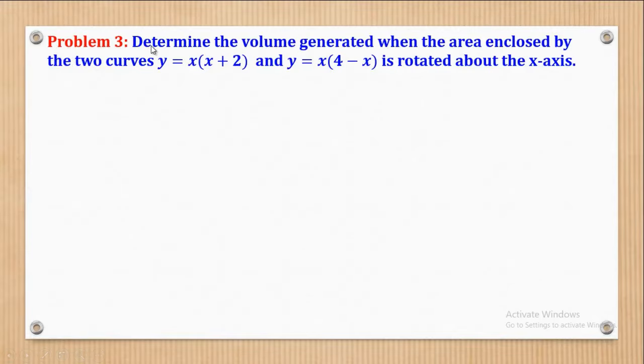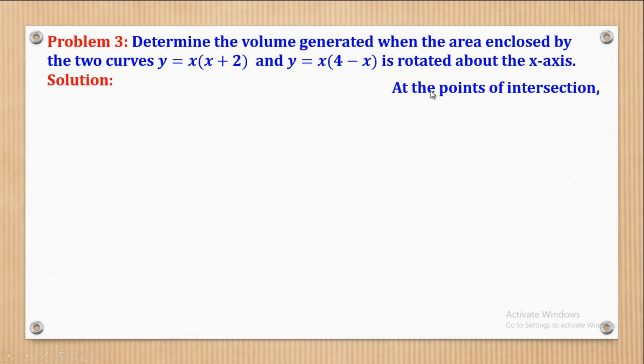Now we shall go to problem 3. Problem 3 says, determine the volume generated when the area enclosed by the two curves y equal to x in brackets x plus 2 and y equal to x in brackets x minus 4 is rotated about the x-axis. So the first thing to do is to get the points of intersection, which will act as our limits.